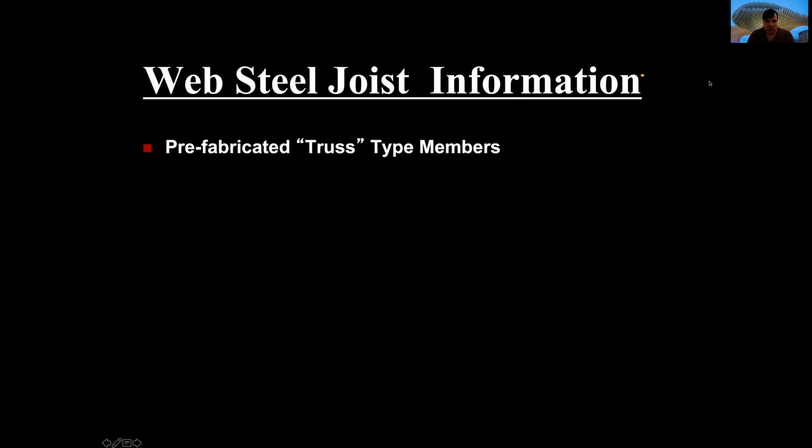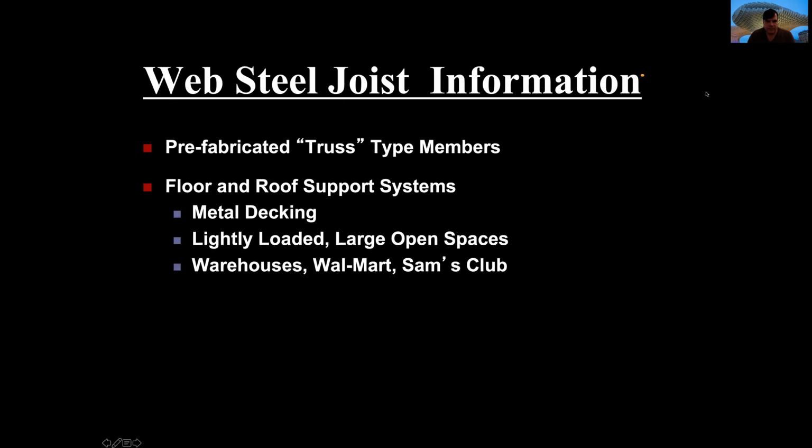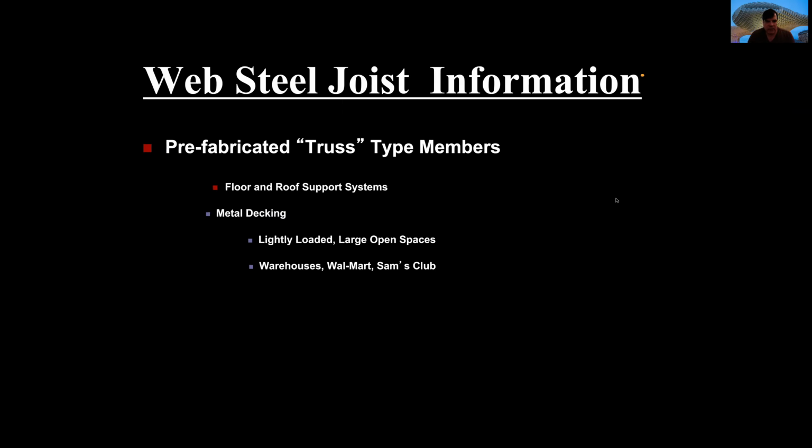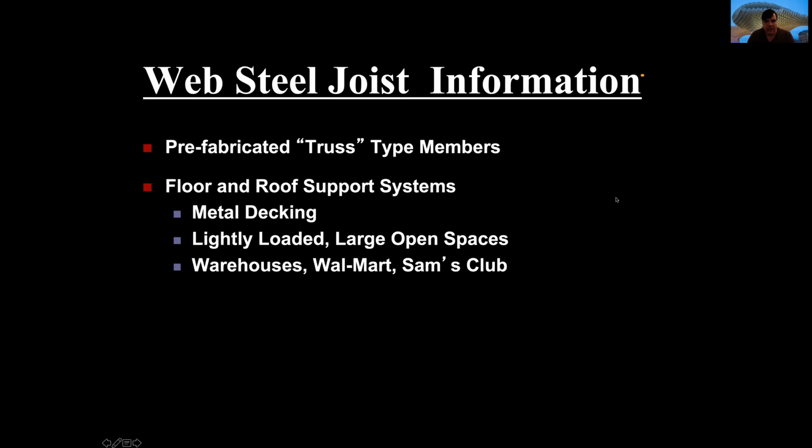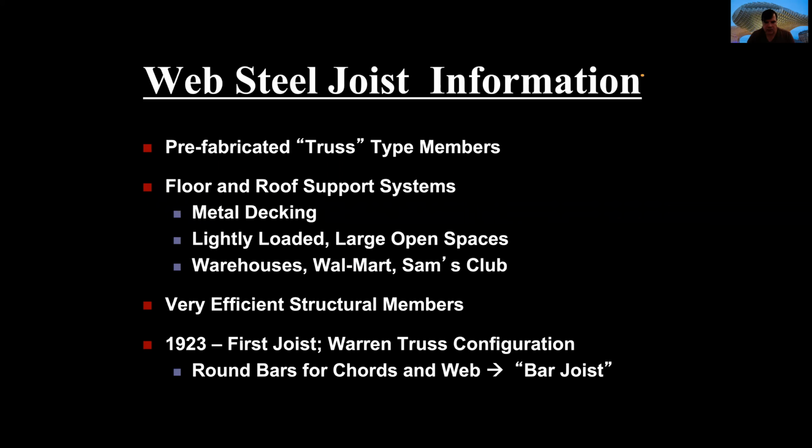Some information about this material: it is prefabricated, similar to trusses. They support floor and roof systems, and normally the systems are metal decking, light load, open spaces, and they are very popular in warehouses. Places like Walmart or some clubs, where you have big spans and a roof that is lightweight, use this type of material. It's very efficient.